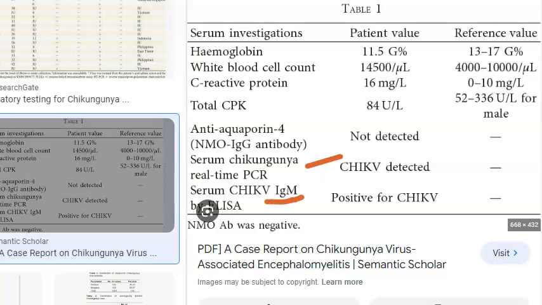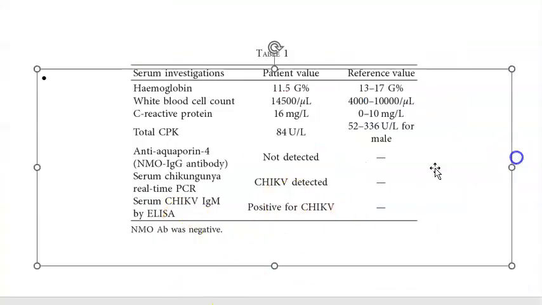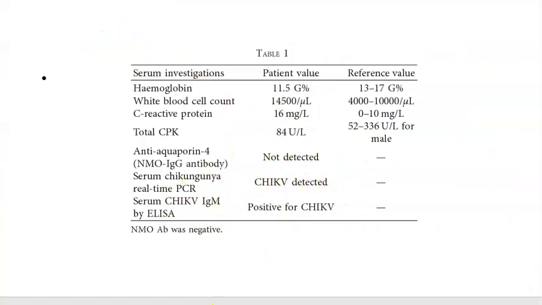Then IgM is the immunoglobulin, right? So it is positive. M means what? You have two types, right? IgM and IgG. IgM is in the acute phase itself first. Initially itself you'll be able to detect IgM. Okay, IgG increases later. So here they have detected that this is positive for CHIKV, right?